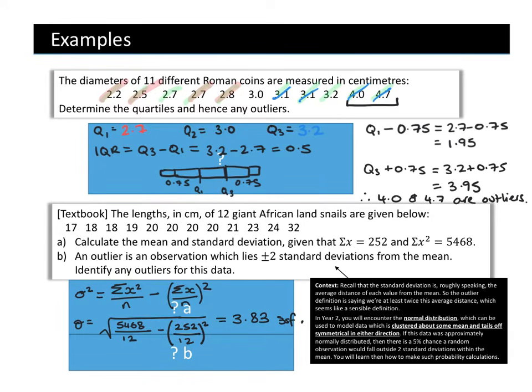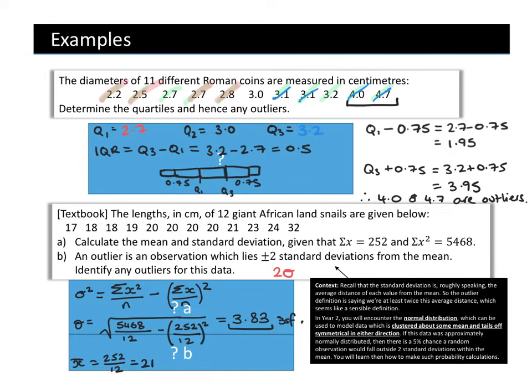Now, it then says, an outlier is an observation which lies plus or minus 2 standard deviations from the mean. Identify any outliers in this data. So this is the case where they're telling you a new rule. This isn't the quartiles rule that we just did. This is a brand new rule. We know the standard deviation is 3.83. What is our mean? The mean of the data is 252 over 12, which is 21. It lies plus or minus 2 standard deviations, so 2 lots of the standard deviation.